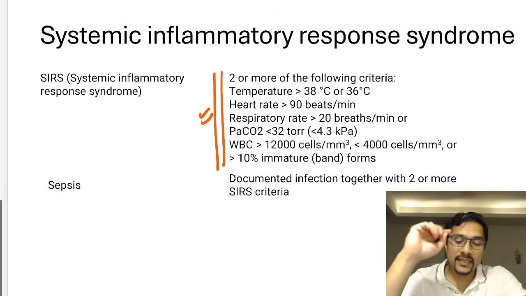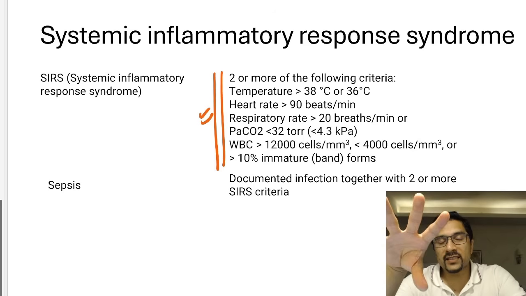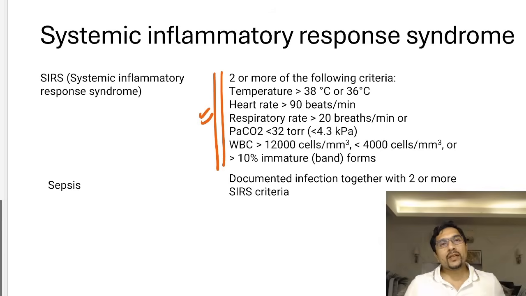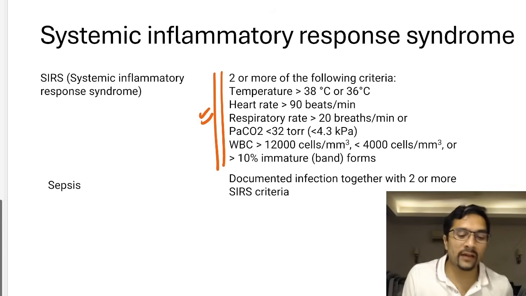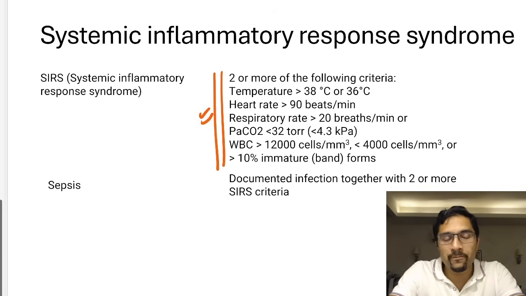Now, sepsis is documented infection with 2 or more SIRS criteria, right? That was the old definition of sepsis, where you had to have 2 SIRS criteria and a documented source of infection. Of course, the term SIRS in Sepsis 3.0 has been retracted.